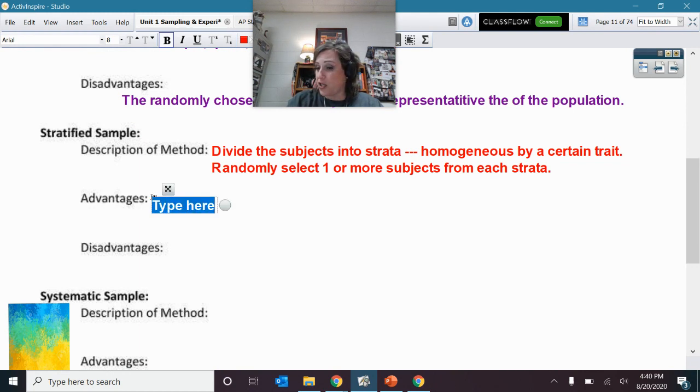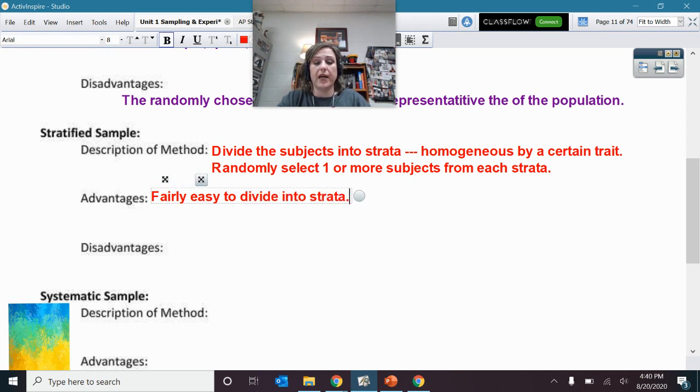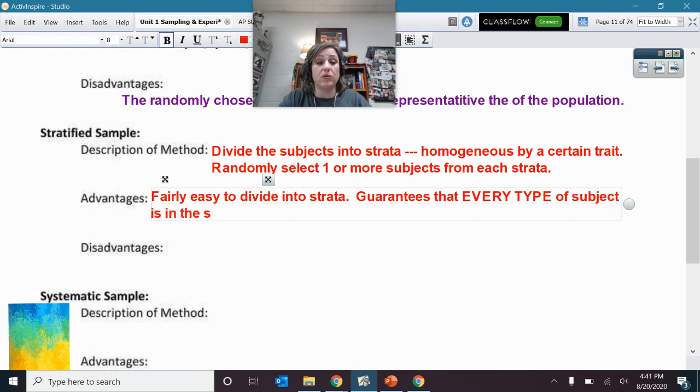Okay, advantage. Here's the advantage of that. It's pretty easy, so it's fairly easy to divide into strata. Here's the best thing: it guarantees that every type of subject is in the sample. That was the key. At Aledo High School, if we want to make sure we get a good representative sample, we probably want to guarantee that we get some sophomores, some juniors, and some seniors. So we could stratify by grade level.